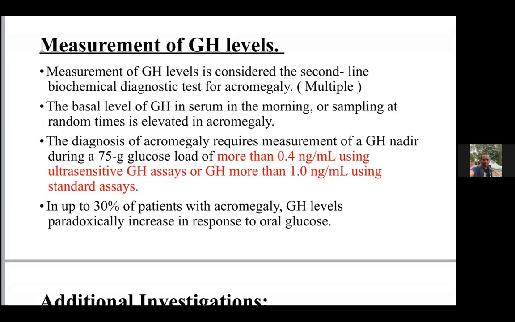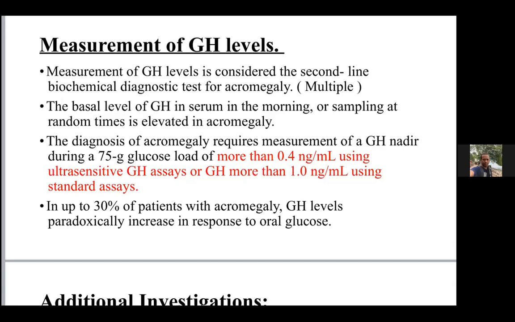The diagnosis of acromegaly requires measurement of growth hormone during a 75 gram glucose load. As I told you, when you give a glucose load, your growth hormone goes down. If you give glucose, your growth hormone has to go down. So if it doesn't, if it is more than 0.4 nanograms per ml by ultrasensitive growth hormone assay, or 1 nanogram per ml using standard assays, that means it is elevated and the patient can be diagnosed with acromegaly.